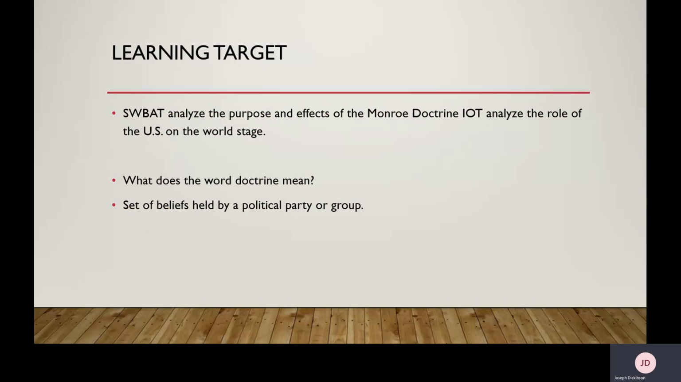All right, so the Monroe Doctrine. First thing we're going to start with, what does the word doctrine mean? It's a set of beliefs held by a political party or group. So that's what this doctrine is, and it's named after President James Monroe in order to analyze the role of the U.S. on the world stage. So this is how we're going to be viewed now by other countries. We've already talked about the Adams-Onis Treaty, and that had to do with Spain. Now you're going to see other countries.